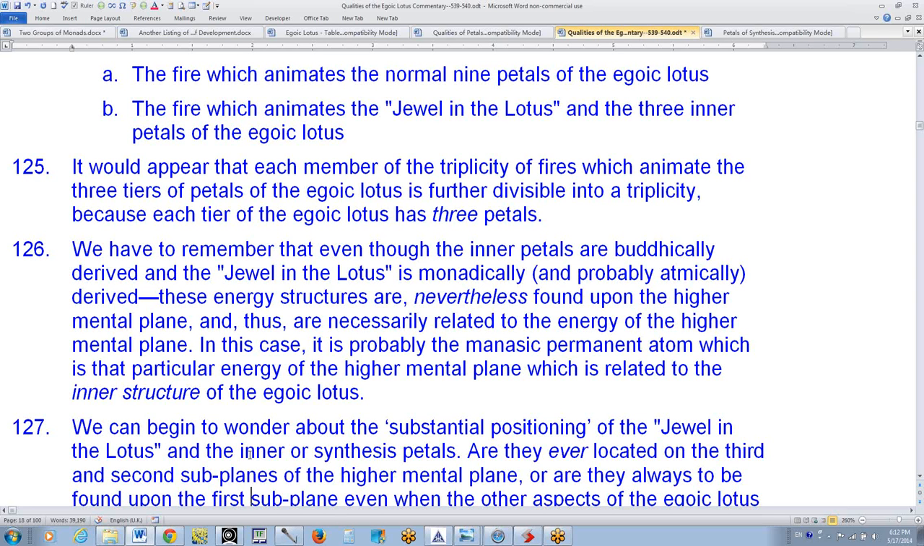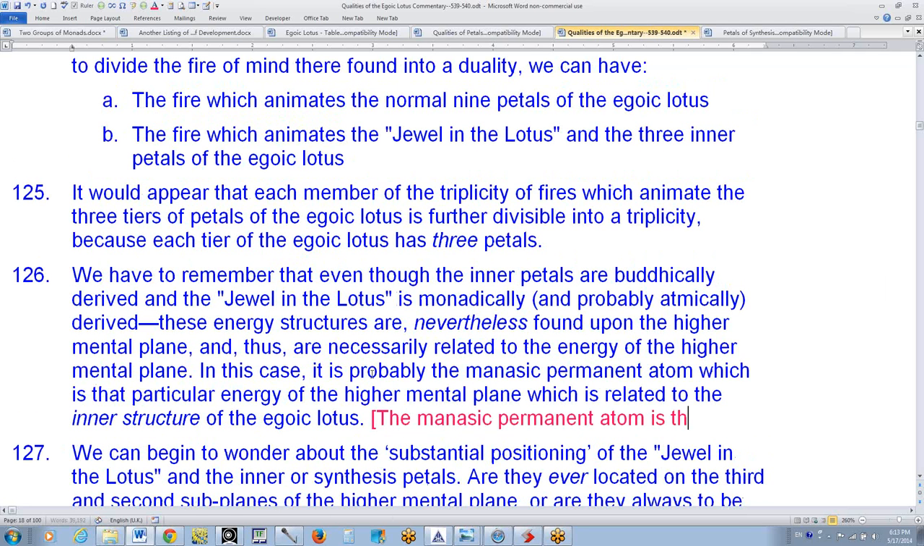We have to remember that even though the inner petals are Buddhically derived along a monadic line, and the jewel in the lotus is monadically and probably atmically derived, these energy structures are nevertheless found upon the higher mental plane and thus are necessarily related to the energy of the higher mental plane. So, in this case, it is probably the monadic permanent atom, which is that particular energy of the higher mental plane which is related to the inner structure of the Egoic Lotus. The monadic permanent atom is threefold, isn't it?